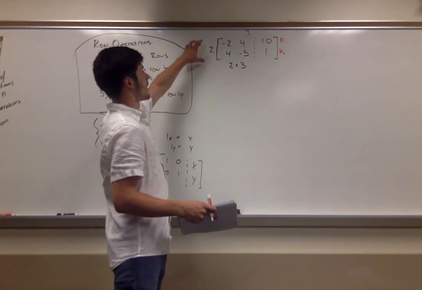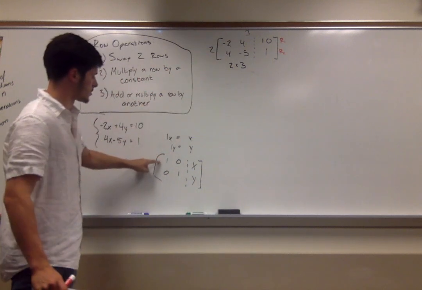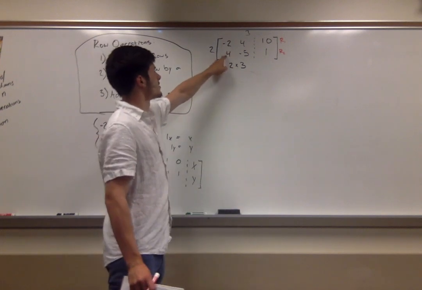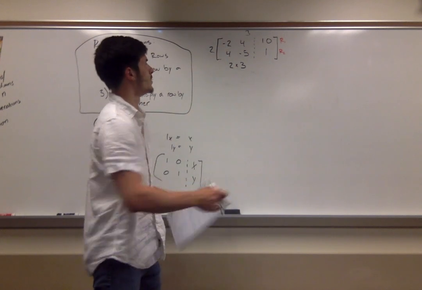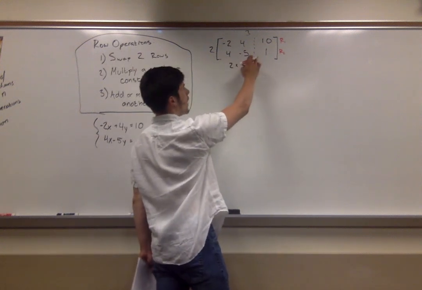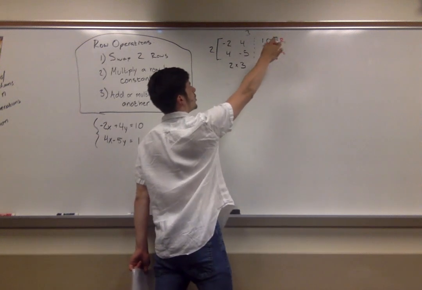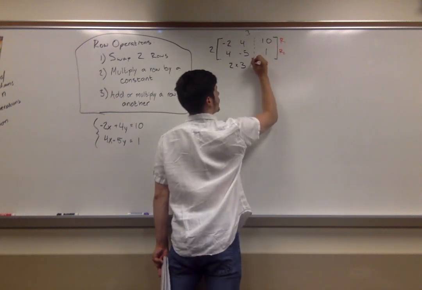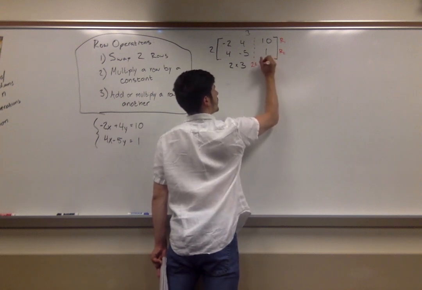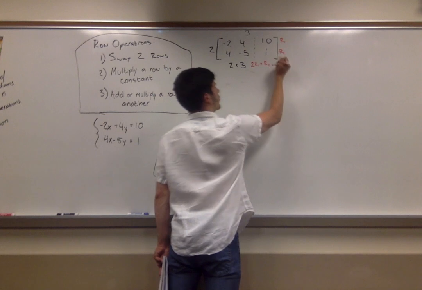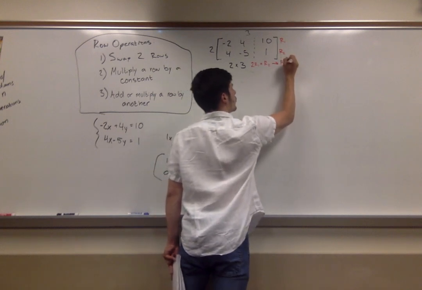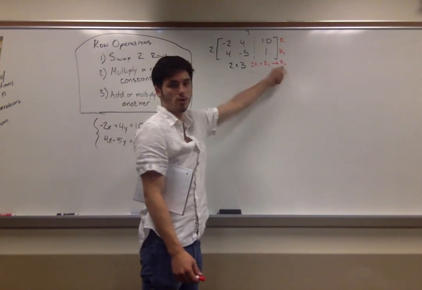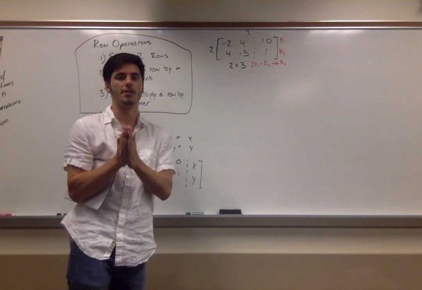So the first thing I want to do to get this down to here is I see that I could eliminate this with this. So what I'm going to do is add 2 times row 1 to row 2. So I'm going to do 2 times row 1 plus row 2, and that is going to be my new row 2. So you see how I'm just operating on one row here? I'm using both of them, but I'm only changing one.